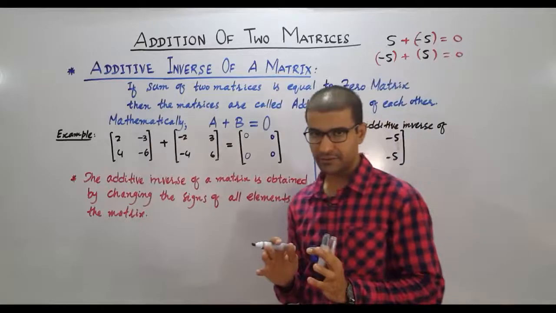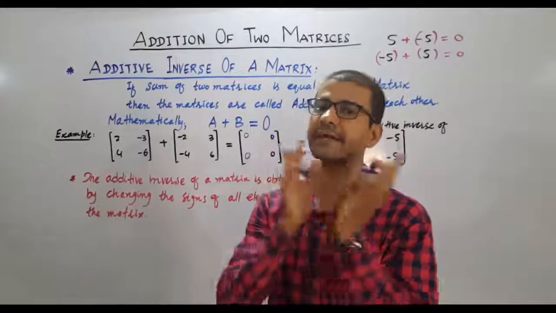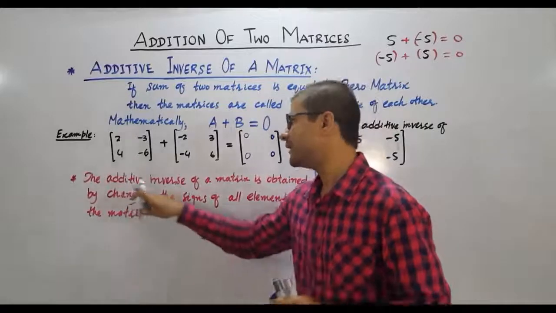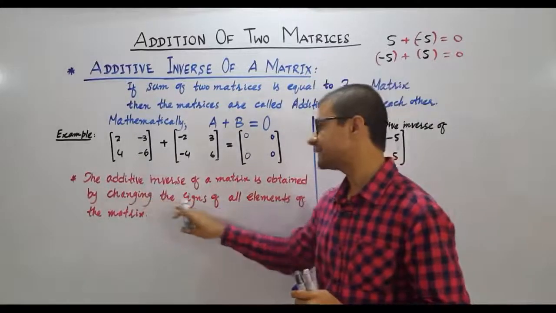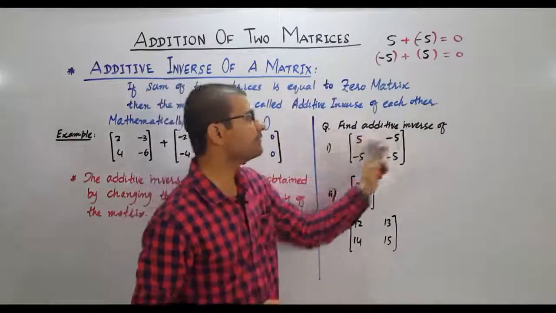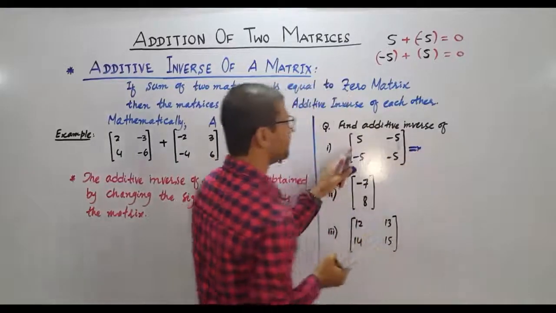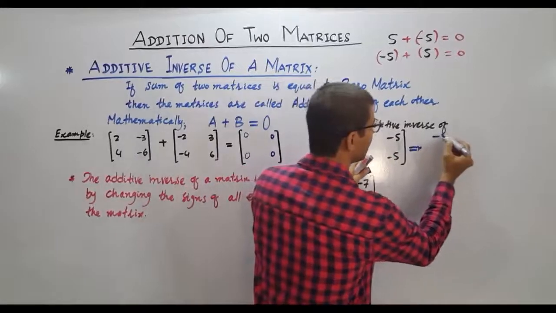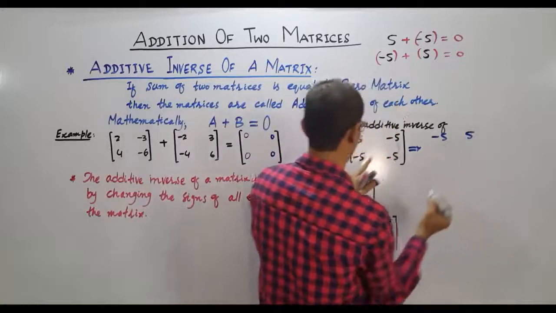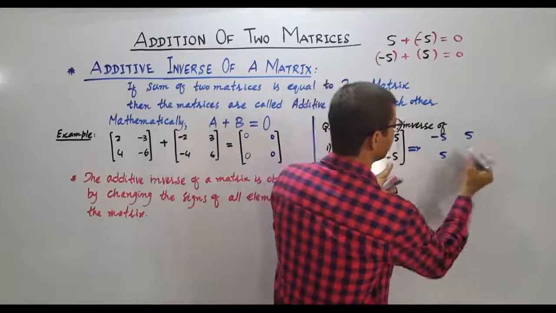How can we find the additive inverse of a matrix? If we have a matrix, then we can find its additive inverse just by changing the sign of each element. The additive inverse of a matrix is obtained by changing the signs of all elements of the matrix. For example, find the additive inverse of this matrix. Its additive inverse will be: we have 5, so we write -5. Just change the sign. -5, 5. -5, sign change 5.